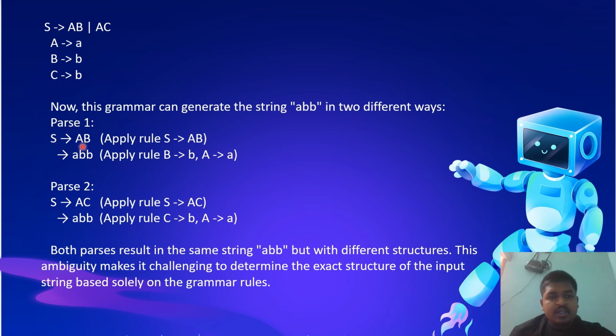Parse 1: S → AB applies rule S → AB, AB → ABB applies rule B → BB. Parse 2: S → AC applies rule S → AC, and AC applies rule C → CB. Both parses result in the same string ABB but with different structure. This ambiguity makes it challenging to determine the exact structure of the input string based solely on the grammar rules.